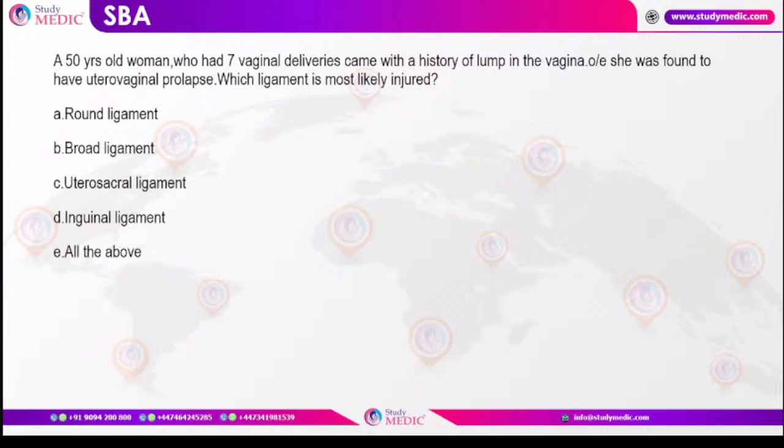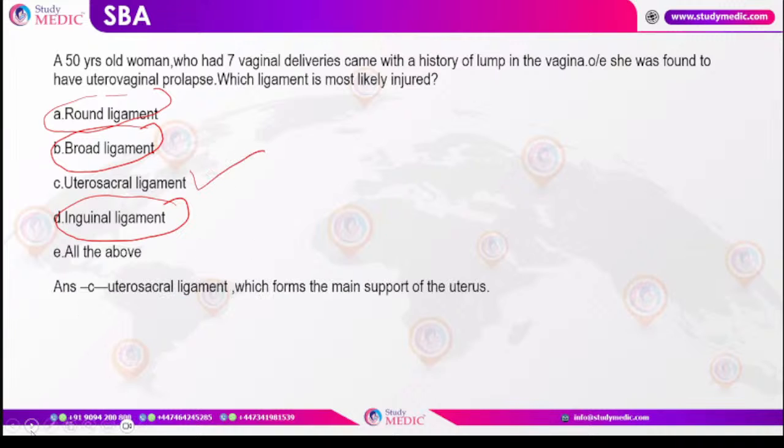In the options, you were given the round ligament, broad ligament, uterosacral ligament, inguinal ligament, or all of the above. Now, if you remember the previous slide, the round ligament and broad ligament do not play any role in supporting the uterus. The inguinal ligament is in no way connected to the uterus. So the obvious choice is the uterosacral ligament. That is the correct option. The uterosacral ligament is likely to be injured, and that has given rise to uterovaginal prolapse.